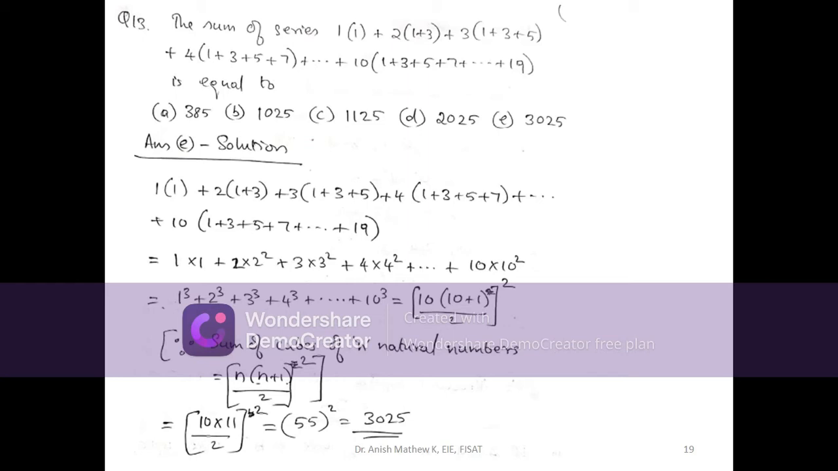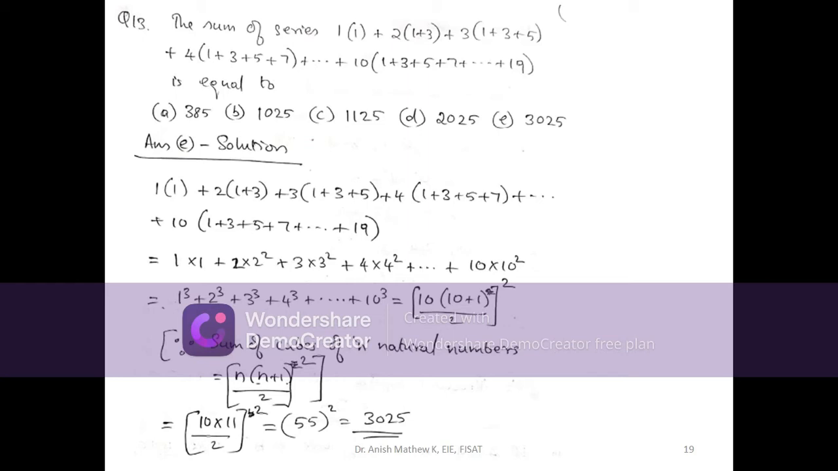The sum of the series 1 into 1, plus 2 into 1 plus 3, plus 3 into 1 plus 3 plus 5, plus 4 into 1 plus 3 plus 5 plus 7, plus etc., the last term is plus 10 into 1 plus 3 plus 5 plus 7 plus etc. up to 19 is equal to option A 385, option B 1025, option C 1125, option D 2025, option E 3025. So the answer is option E, that is 3025. So how have we got this answer?